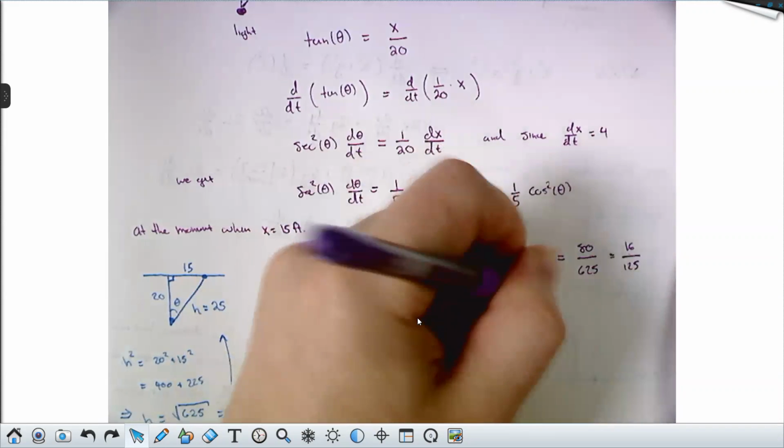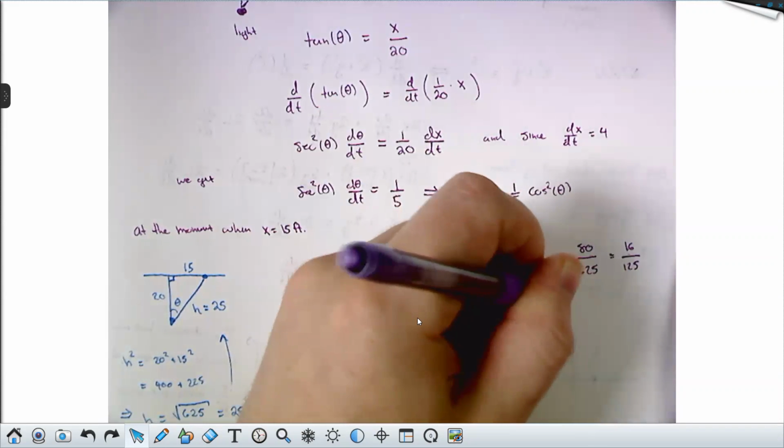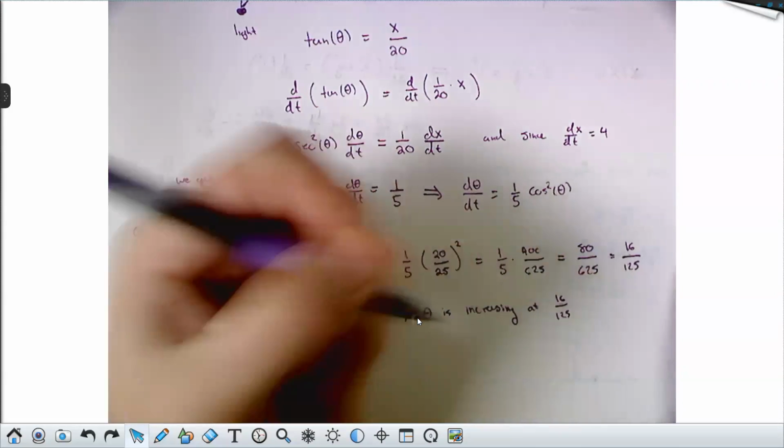Okay, real quick, what are the units? At 16 over 125, what?